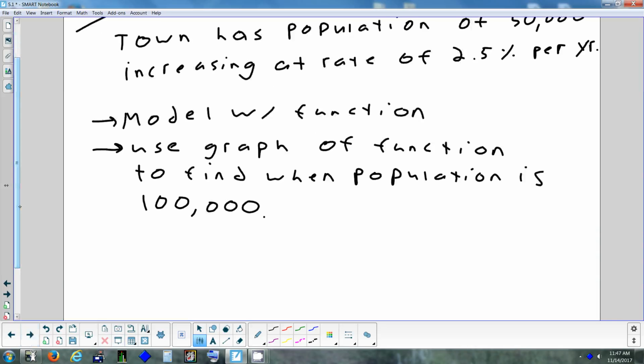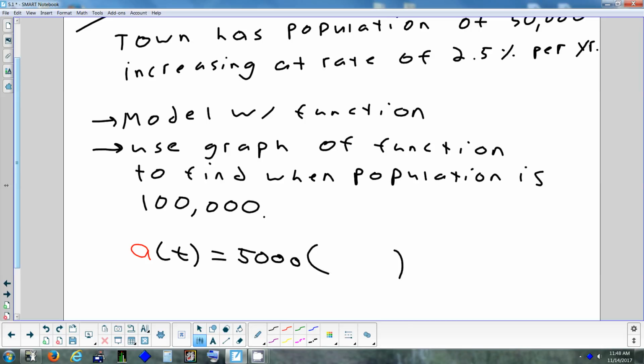Okay, so to write this as an exponential growth, what's the first thing I need to do? Make the formula. Yep, so I've got my amount of people as a function of time. Or you could do population as a function of time, P of t, however you want to write it. Okay, what's the first thing in the exponential growth? 50,000. Yep, the initial amount.